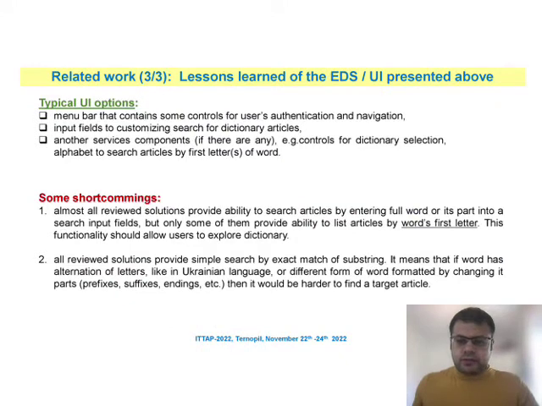Based on this investigation, we can draw a conclusion about the set of typical components and services: a menu bar that contains controls for user authentication and navigation, input fields for customizing the search for dictionary articles, and other service components, controls for dictionary selection, an alphabet to search articles by first letter, and so on.